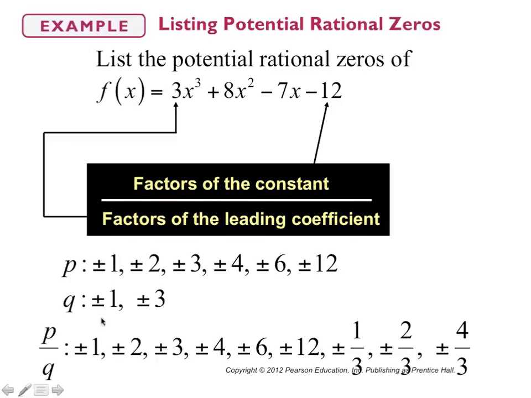So we kind of just work our way down. 1 divided by 1 gives us 1, 2 divided by 1 gives us 2, 3 divided by 1 gives us 3, 4 divided by 1 gives us 4, 6 divided by 1 gives us 6, and 12 divided by 1 gives us 12. Then we go back through again using this 3. 1 divided by 3 is 1/3. 2 divided by 3 is 2/3. 3 divided by 3 is just 1, which is already listed, so we don't need to relist it. 4 divided by 3 gives you 4/3. 6 divided by 3 gives you 2, which is already listed. And 12 divided by 3 gives you 4, which is also already listed. Essentially, this gives us a complete list of possible rational zeros for this function right up here.